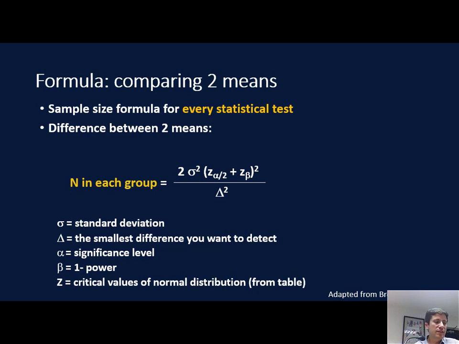But we can see just that every one of these components that we've talked about factors into the formula, right? So we've arranged the formula in this case such that we're solving for the number that we need in each group to look for a difference between 2 means. And it includes our standard deviation. It's going to include our alpha. It's going to include our beta. And it's going to include the difference that we want to detect between the groups. Right? So all the things we've been talking about factor into the equation.